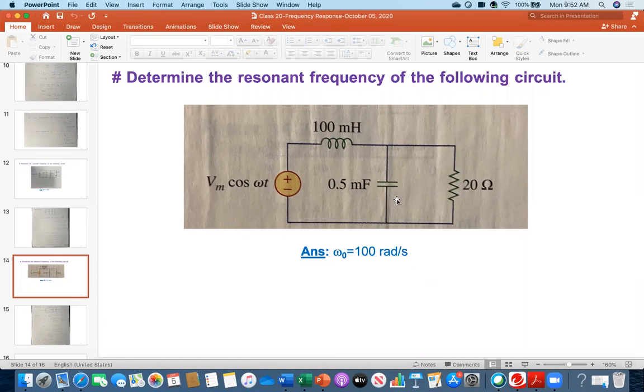So therefore, what is the very first step? Your very first step would be to convert this one into phasor. Change 100 millihenry into phasor format and change 0.5 millifarad into phasor format. You have to express in terms of j and omega. Because you will be calculating the resonant frequency, you should have the omega not available. So that's why the first task is to convert these two components into their respective phasor domain. 20 ohm is fine because this is resistance.